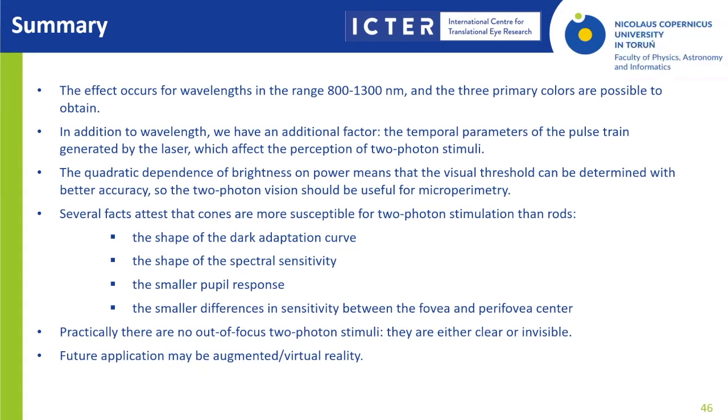The quadratic dependence of brightness on power means that the visual threshold can be determined with better accuracy, so 2 photon vision should be useful for microperimetry. And several facts attest that cones are more susceptible to 2 photon stimulation than rods: the shape of the dark adaptation curve, the shape of the spectral sensitivity, the smaller pupil response, and the smaller differences in sensitivity between fovea and perifovea center.